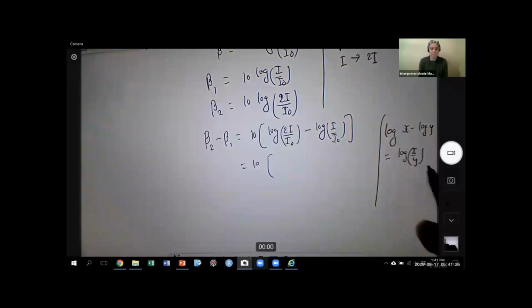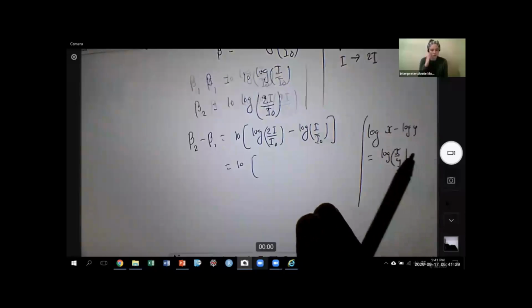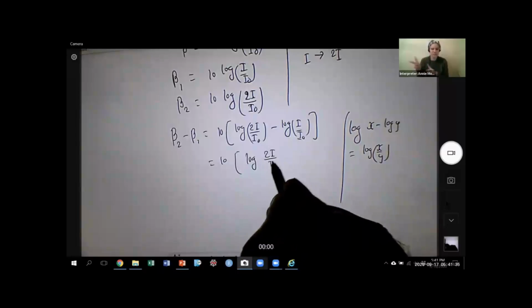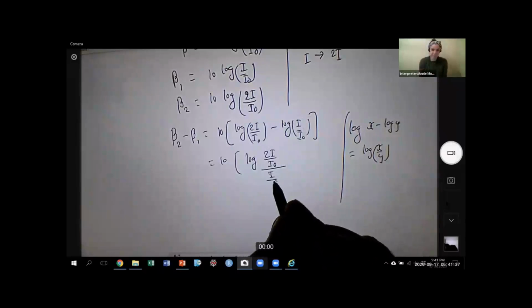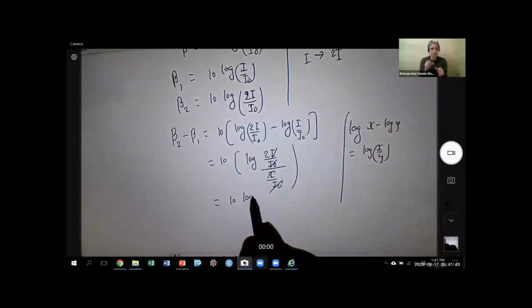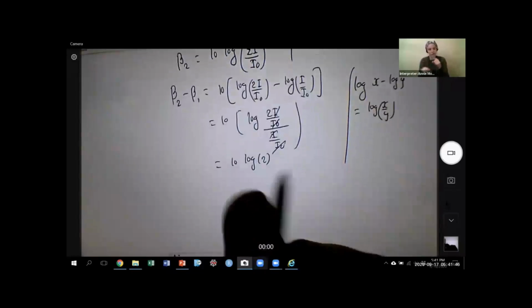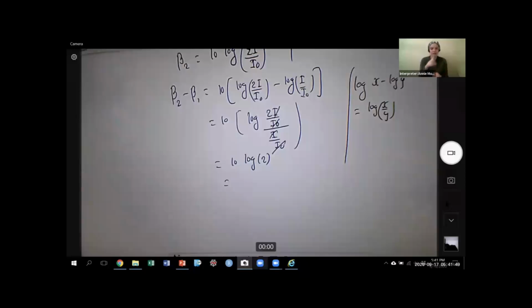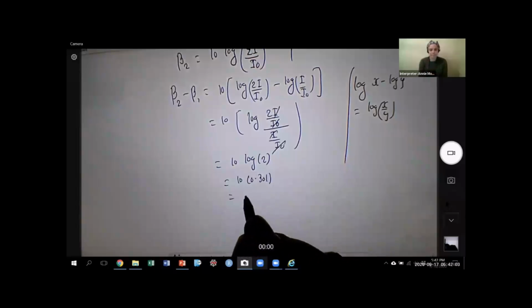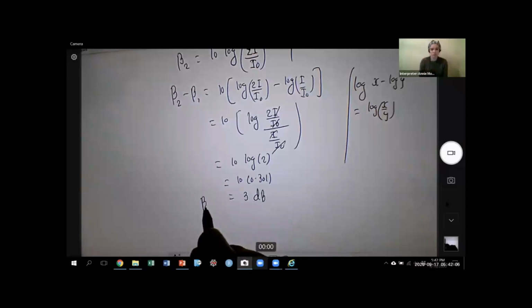Log x minus log y, yeah. Okay, so then you use this property here: 10 log of 2I over I naught divided by I over I naught, right? But this is constant. So this is also 10 log of 2. And log of 2, if you do it on the calculator, make sure you use the base 10 log, not the natural log. These are calibrated with base 10 log. So log of 2 gives you 0.301, right? It's about a 3 decibel change, see?